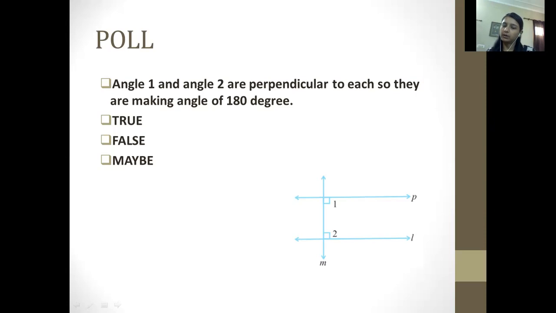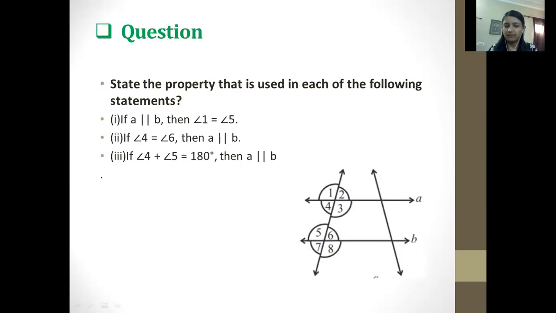Angle 1 and angle 2 are perpendicular. They have given the surety that these are perpendicular. That means they are making an angle of 90 degrees to each other. So they are making an angle of 180 degrees. Do you think it is right? Yes, you are thinking it right. Absolutely. The answer would be true because we know that if the two angles are each 90 degrees, the sum would be 180 degrees. So very good, students. You have given the right answer.